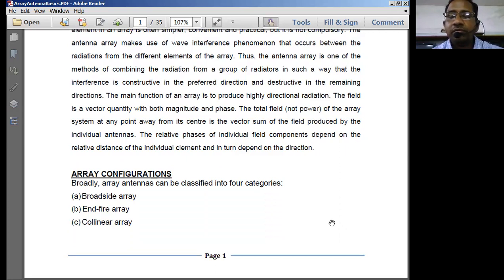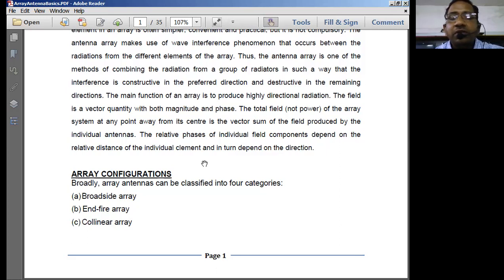So therefore, what can we say here in the array of antennas? The relative phases of individual field components. That means here we have an array of antennas. Every antenna is going to radiate a signal with some phase. So therefore, we can say that the relative phases of individual field components depend on the relative distances of individual elements. The antenna elements are separated by some physical space.